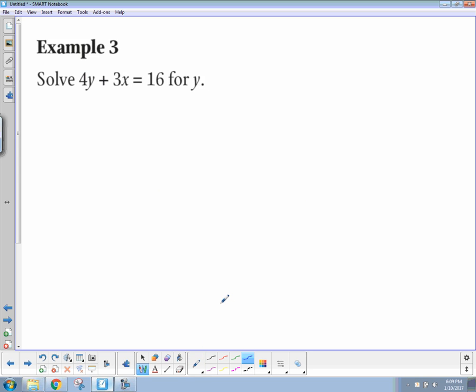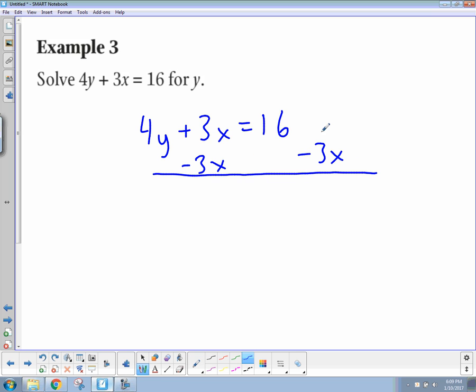Example 3. Again, I'm going to write this out so I can have room to solve. We're solving for y. So, minus 3x from both sides. Again, I'm knocking it over to the side to remind myself they are not like terms. And do not forget to bring the x with it. Bring down your leftovers. Okay, now we need to divide by 4 from both sides.